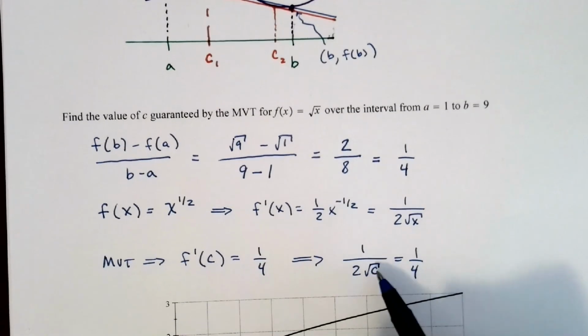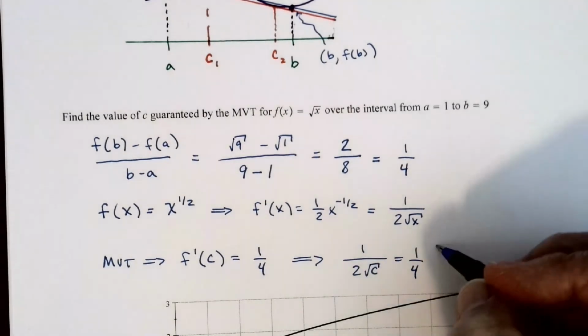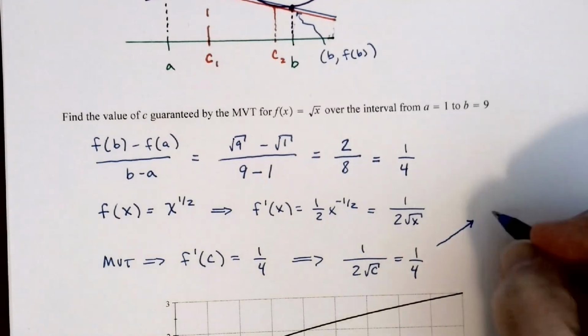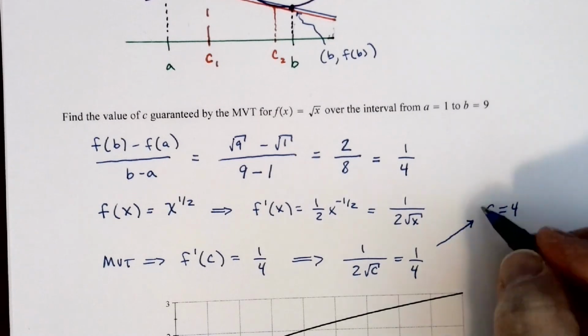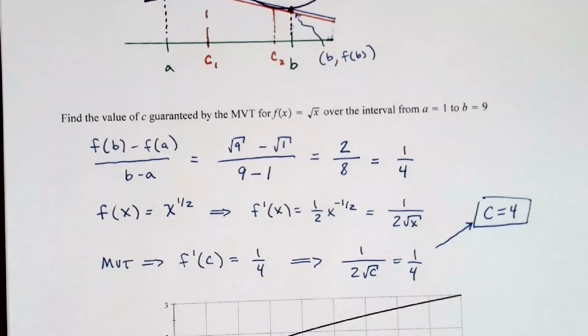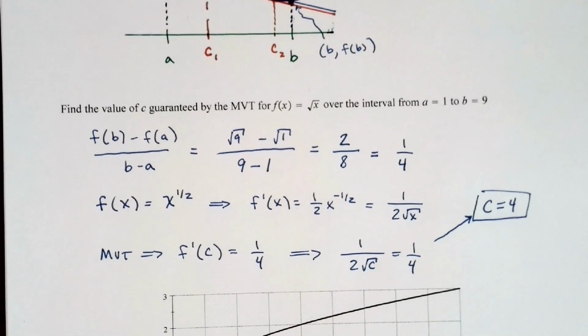Well, can you figure out what the value of c is to make this equation true? Think about it. The numerators are the same. I need both denominators to be 4. 2 times what is 4? Well, 2. I need the square root of c to be 2. When's the square root of c equal to 2? 4, right? When c is 4. Right? Square root of 4 is 2. So there's my value of c guaranteed by the mean value theorem. And again, there's at least one. There may be more than one depending on the particular function and the interval you're talking about.